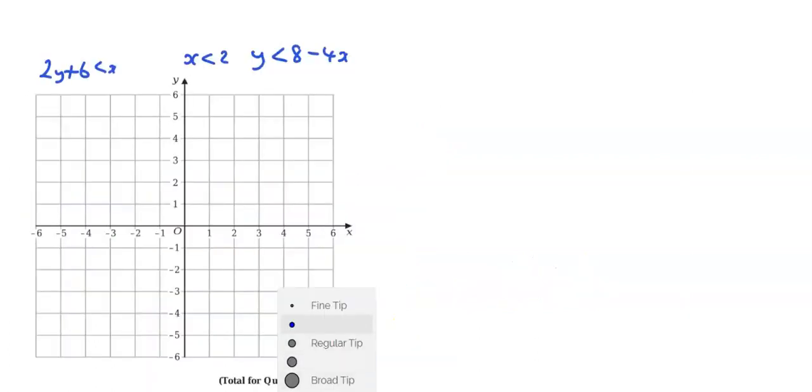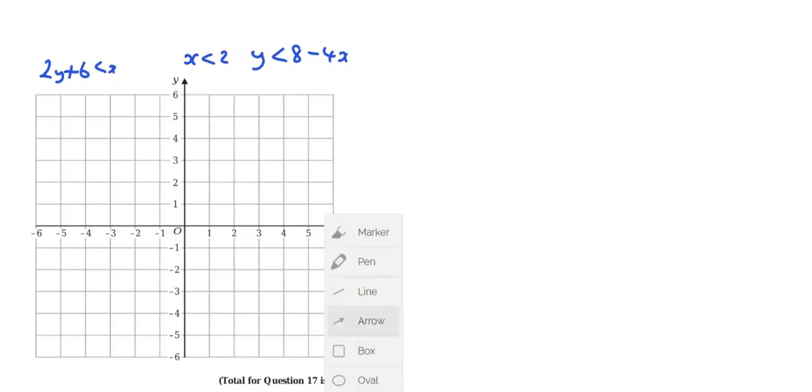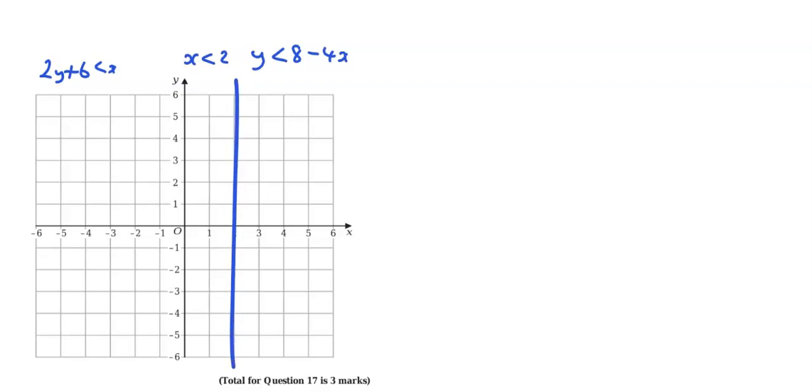In this question, I have to find the region which all those inequalities satisfy. X is less than 2 is the easiest to deal with because it only requires the line x equals 2. So I'll put that in. And I've dealt with that one. The next one, I've got y is less than 8 minus 4x.